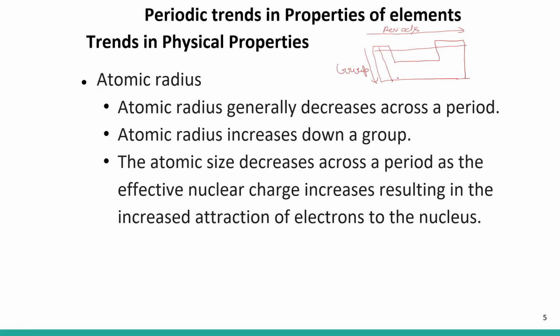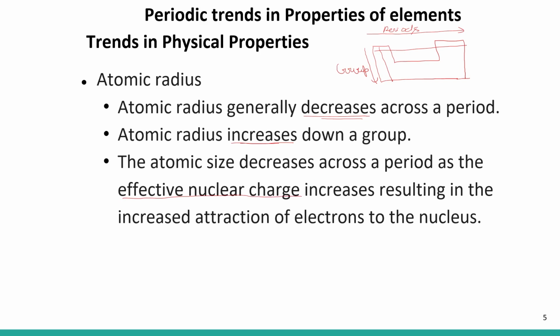So if we move across a period, then the atomic radii decreases. And if we move down the group, then the atomic radii increases. So what is the reason behind this increasing and decreasing trend? The first reason that we will see is the effective nuclear charge.